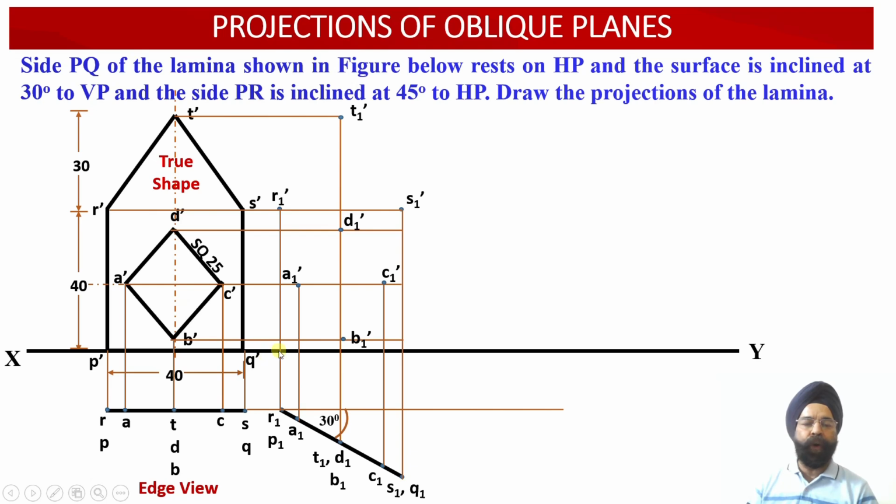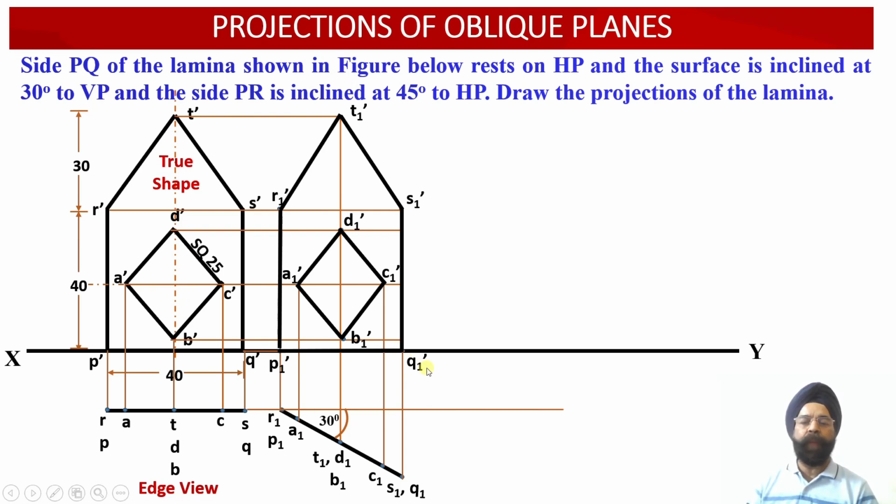Next, we have got these 2 points, P1 dash and Q1 dash. Here the P1 dash point has been obtained by virtue of the intersection of the vertical projector line drawn through the point P1 and the horizontal projector line drawn through the point P dash over here. Similarly, the Q1 dash point has been obtained by the intersection of the vertical projector line drawn through the point Q1 and the horizontal projector line drawn through the point Q dash. These two projector lines intersect at this position, so here we obtain the point Q1 dash.